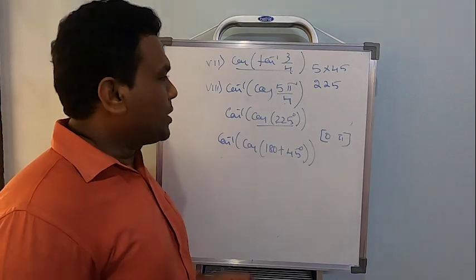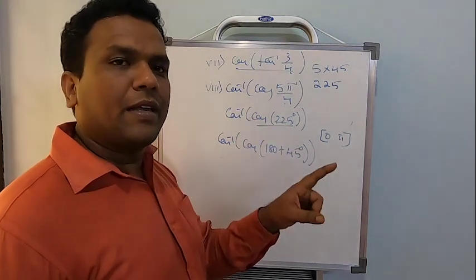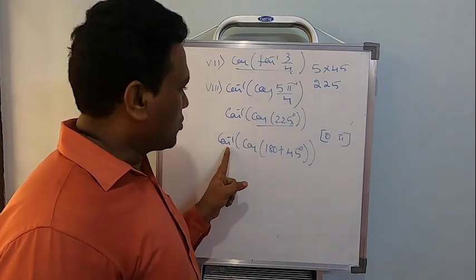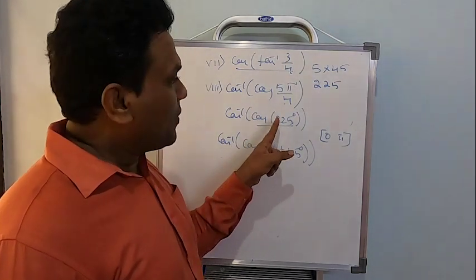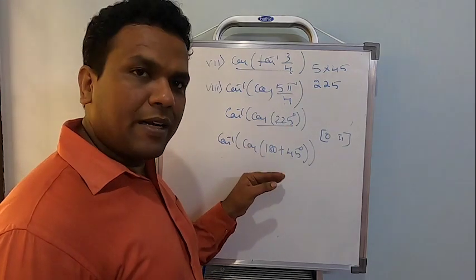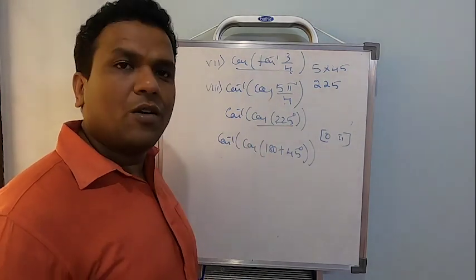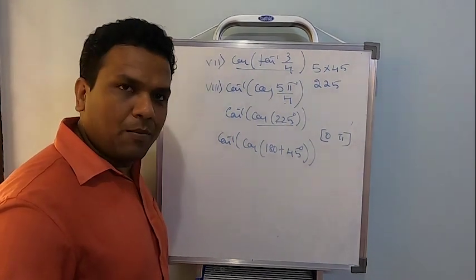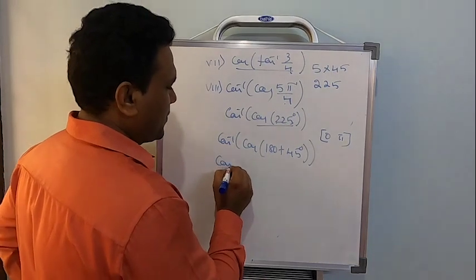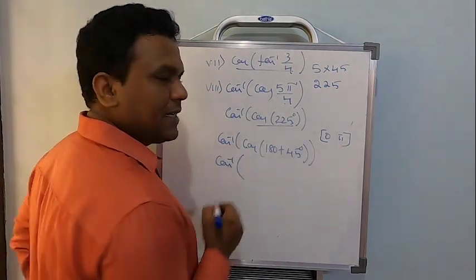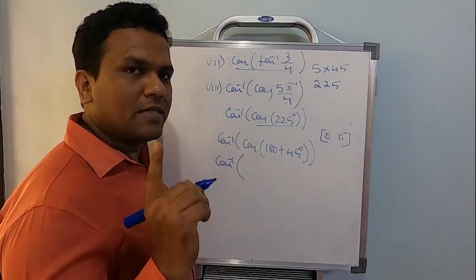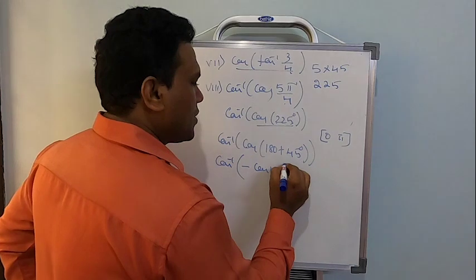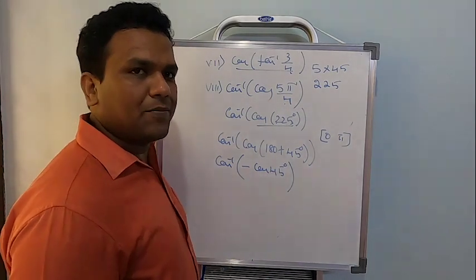Definitely we can write it. But when I go for 225 as 270 minus, cos will be changed to sine. My outer function is cos inverse, so I want the inner one also to be cos. But when I take it in terms of 180, cos will remain cos only. That is the reason why it has not been taken as 270 minus and why it is taken as 180 plus. Now let's go for it. Cos inverse of 180 plus theta lies in the third quadrant, where cos is negative, so this should be minus cos 45. Cos of 180 plus theta is minus cos theta.